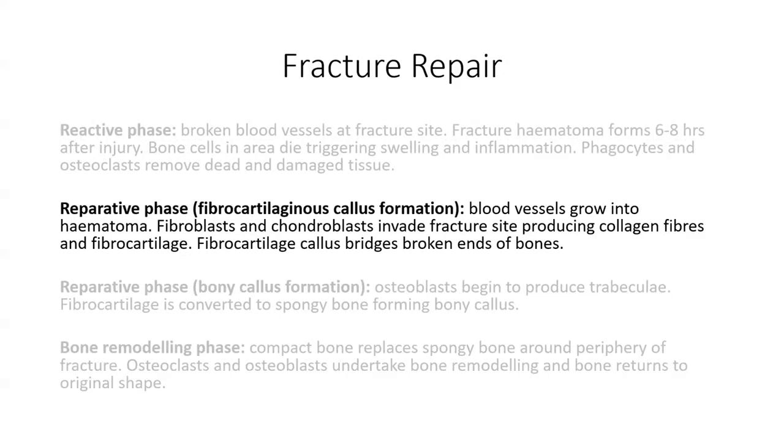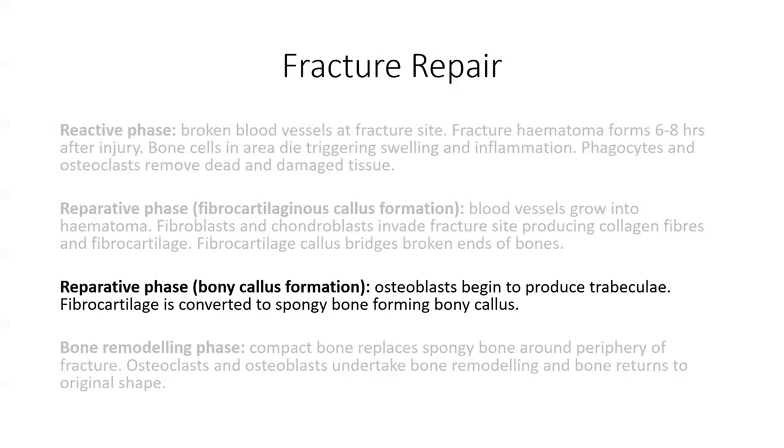In the reparative phase, with the formation of the fibrocartilaginous callus, blood vessels grow into the hematoma. Fibroblasts and chondroblasts invade the fracture site, producing collagen fibres and fibrocartilage. This fibrocartilage callus will bridge the two ends, or more than two ends, of the broken bone.